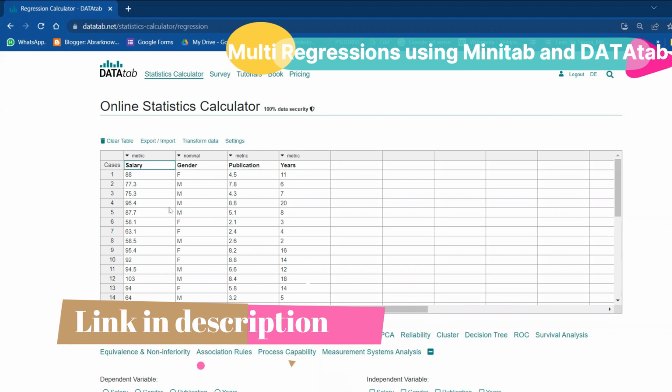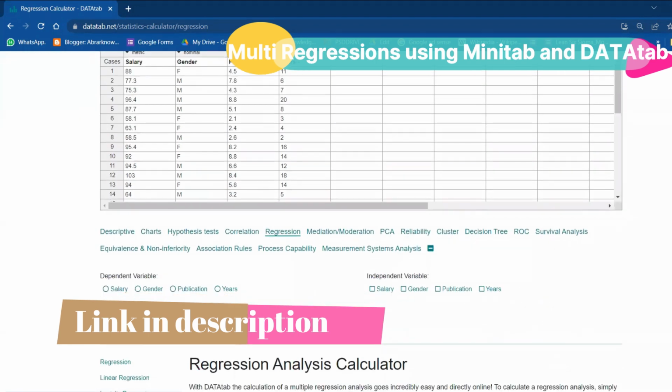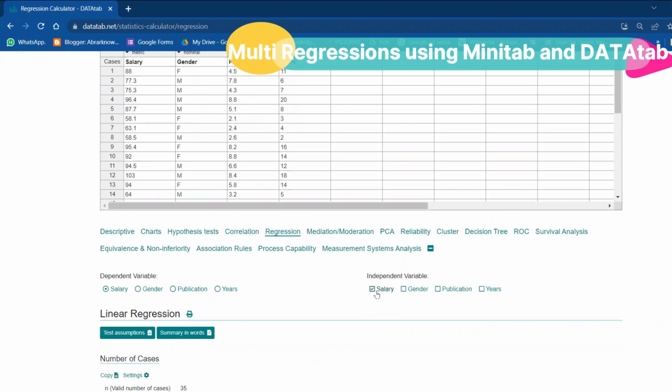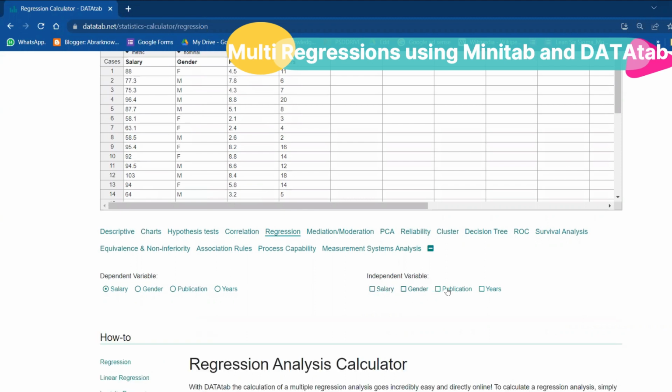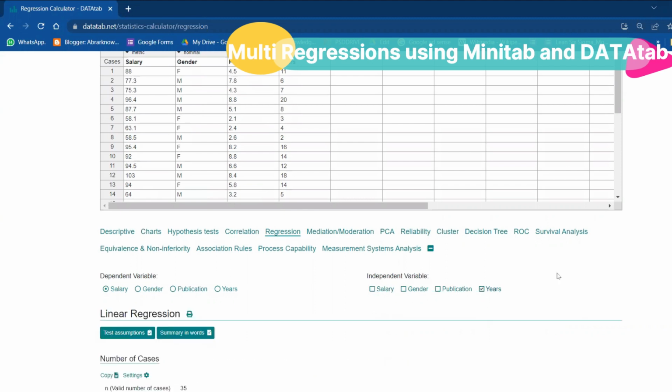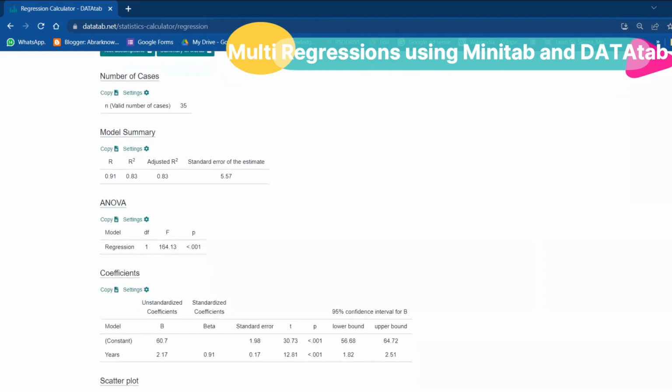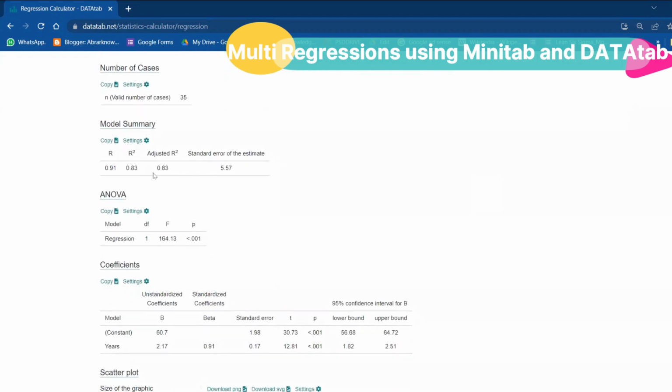Okay, so I have pasted the salary, gender, publications here. The dependent variable, that is Y, is salary. Let's say it depends on, for example, years, right? For years, I'm just doing a single regression, salary versus year. How much did we get? We got an R square value of 83. Exactly the same value we got in Minitab as well.